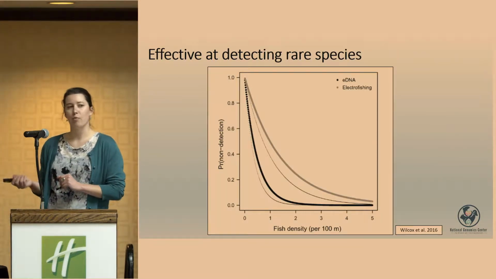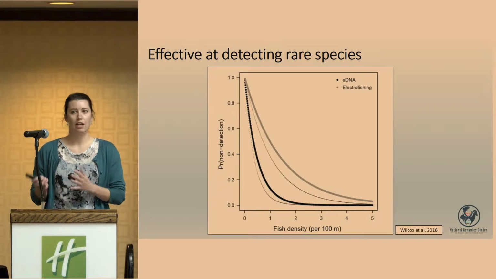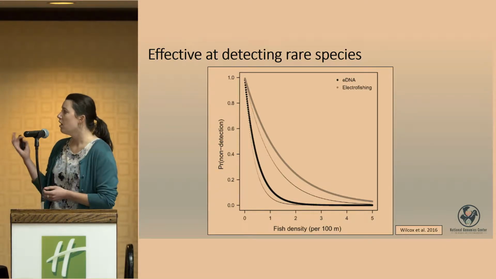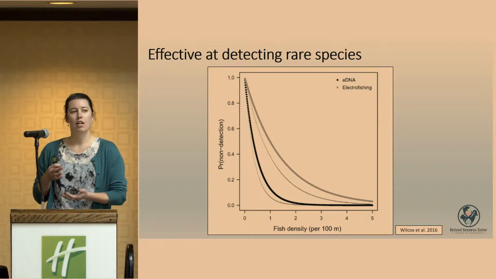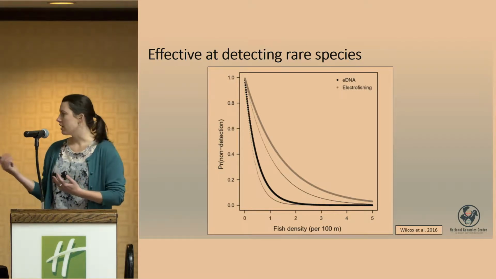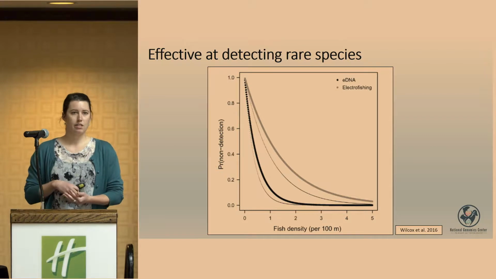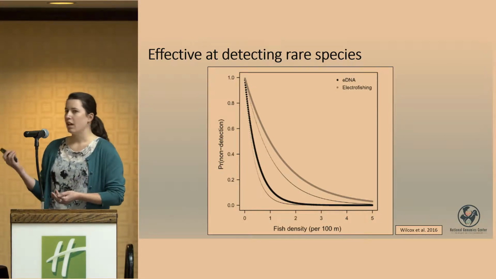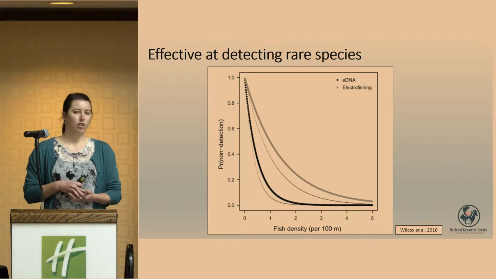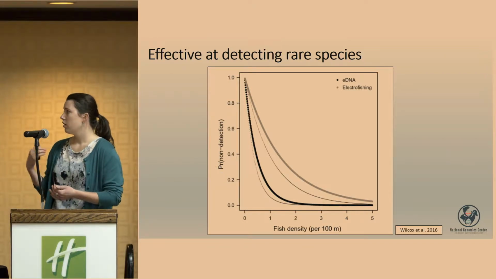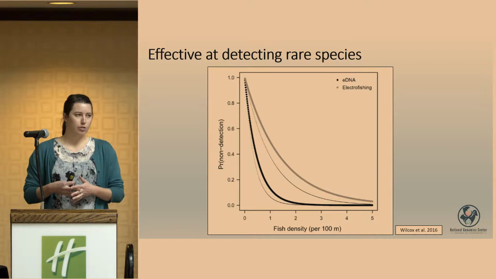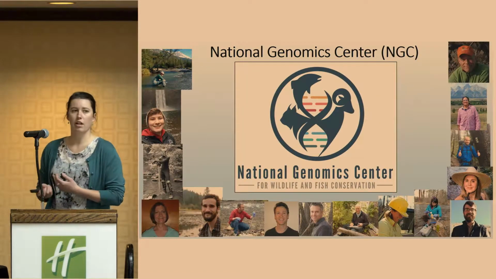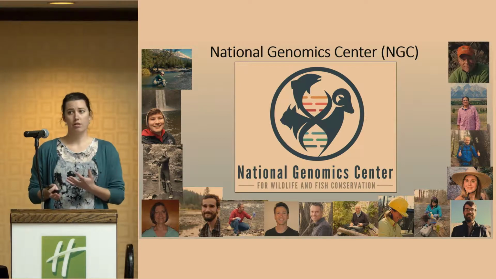This is a figure from Wilcox et al. 2016 that demonstrates the sensitivity of eDNA, or potential sensitivity. On the y-axis, you have the probability of not detecting a fish, and on the x-axis, different fish densities. The eDNA is in the black line. As you can see, it's really good at detecting fish, even at low densities. Because of all of these attributes of environmental DNA, this is something the National Genomics Center has specialized in over the last 5 or so years.